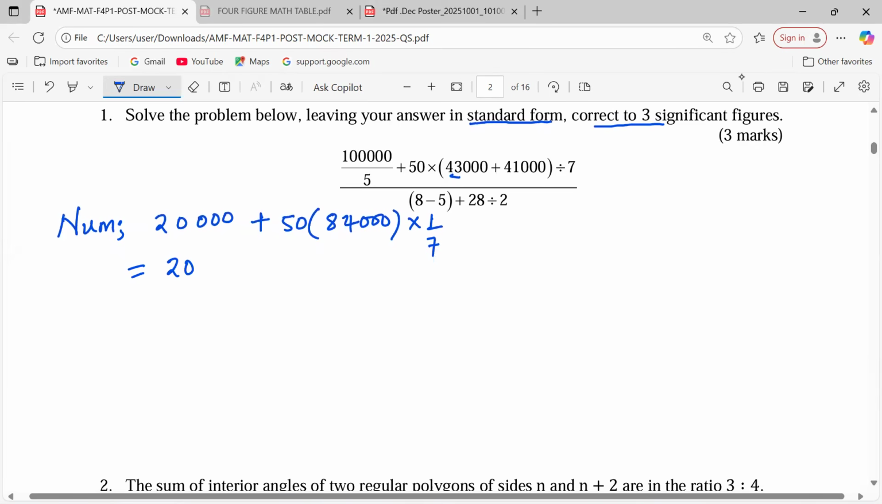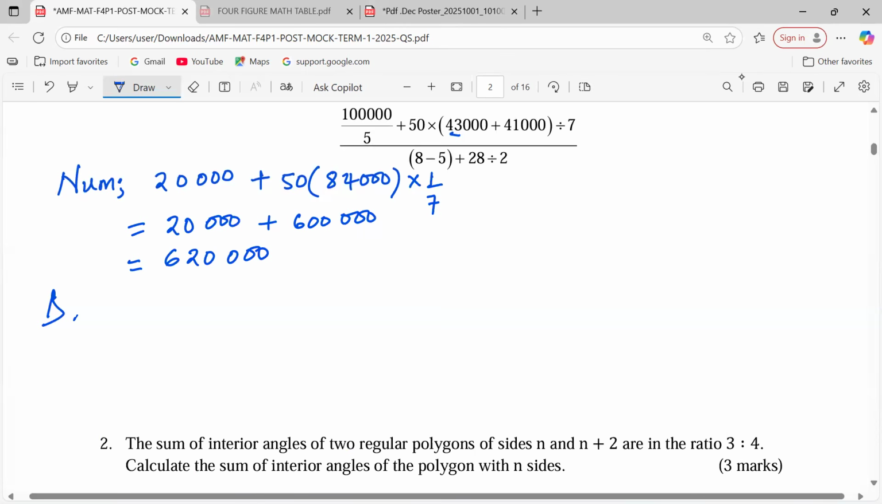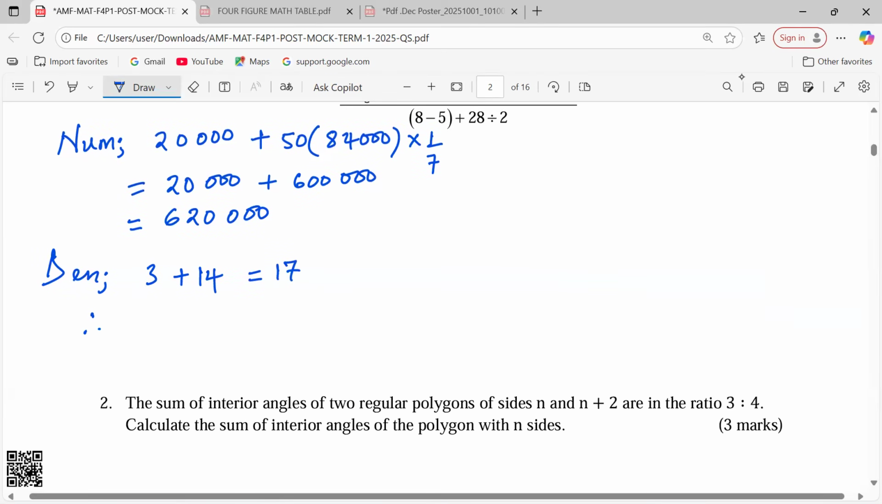So we have 20,000 and 600,000. So we have 620,000. Then we check now the denominator. What's in the denominator? We have in the brackets 8 minus 5, which is 3, plus 8 divided by 28 divided by 2, which is 14. So that takes us to 17 for the denominator. So the combined now, for us, we get the answer, 620 out of 17.